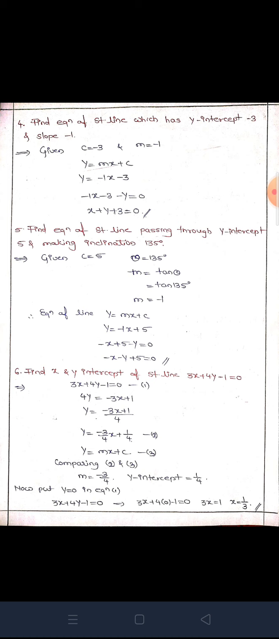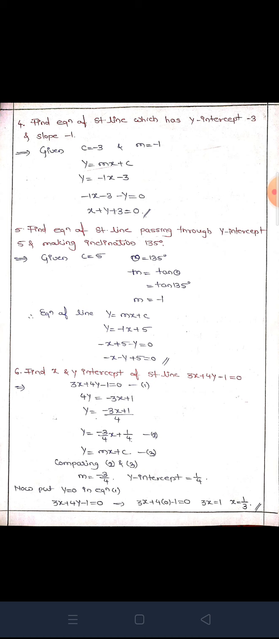Then question number 5. Find the equation of the straight line with y-intercept 5 and making an angle of inclination of 135 degrees. What have they given? C is equal to 5 and theta is equal to 135 degrees. So what do you want? Slope.